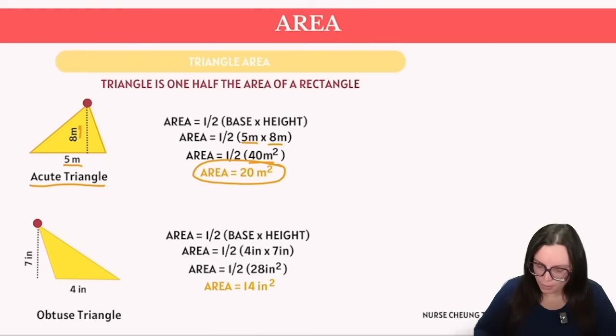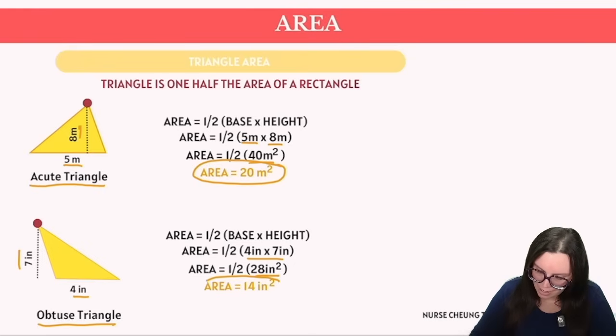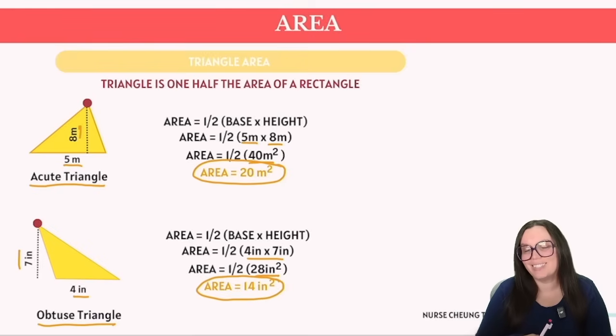Now let's take a look at our obtuse triangle. Again, using the same formula, we have a base of 4 and a height of 7. So we're going to plug those numbers into our equation. 4 times 7 is equal to 28 inches squared. And we're just going to take that number and divide it by 2. So the area of our obtuse triangle is equal to 14 inches squared.